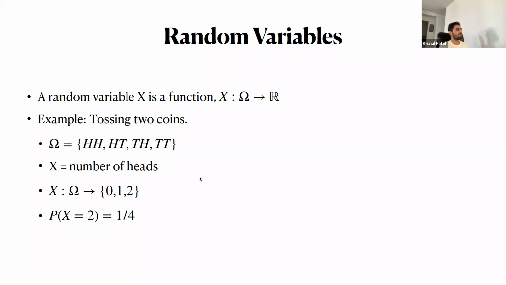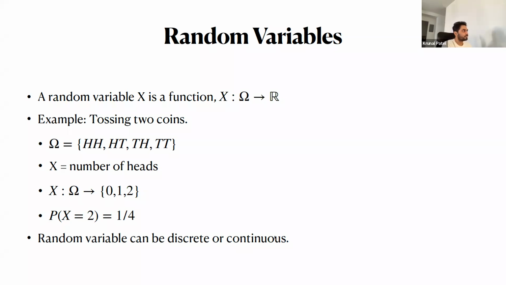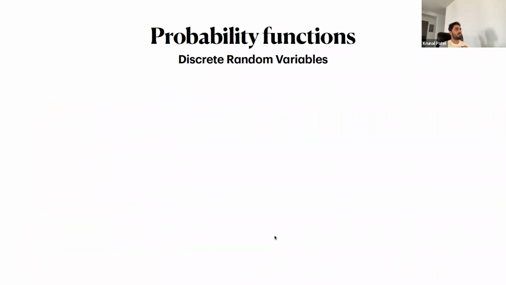Okay, so this was an example of a discrete random variable, where my function range is discrete. The function can only output these 3 numbers. But a random variable can also output a continuous set of real numbers, and in that case, it is a continuous random variable. Okay, that's random variables, and now we'll talk about more stuff about random variables.